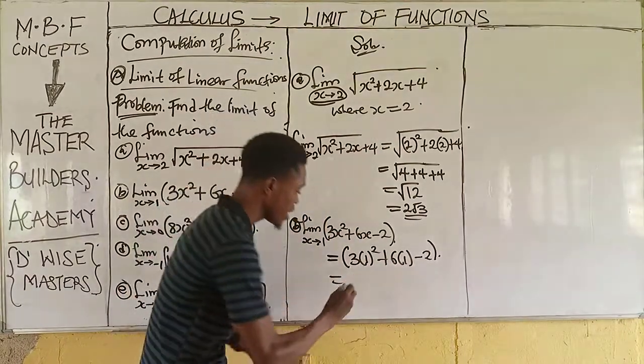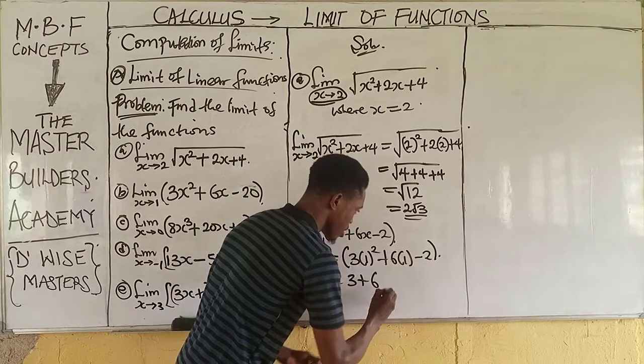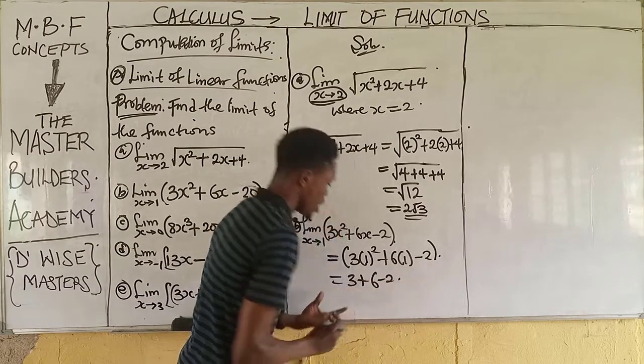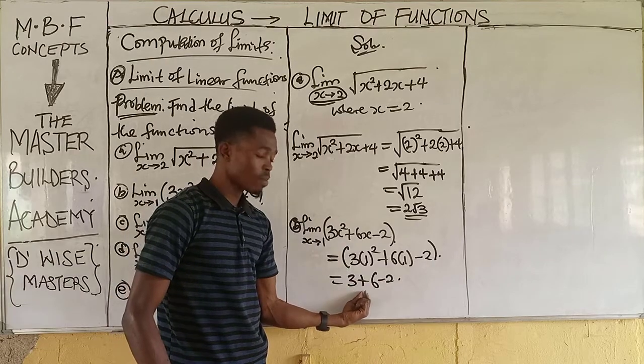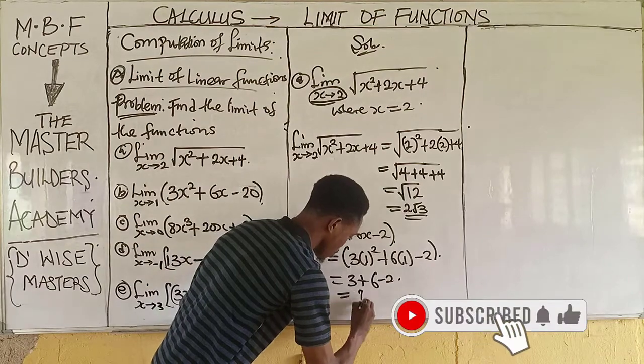And 1 multiplied by 3, we have this as 3. Plus 6 multiplied by 1, we have 6. Then minus 2. Now, 3 plus 6 is 9, and 9 minus 2 is 7. So the answer to this question is 7.